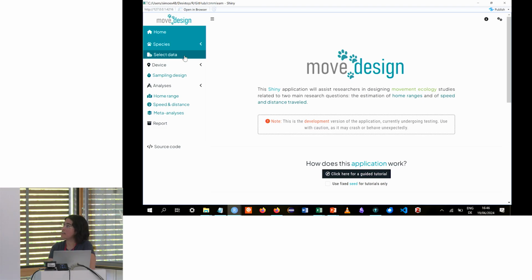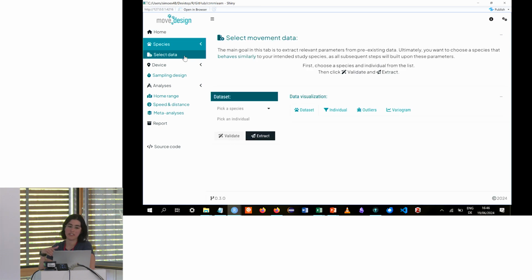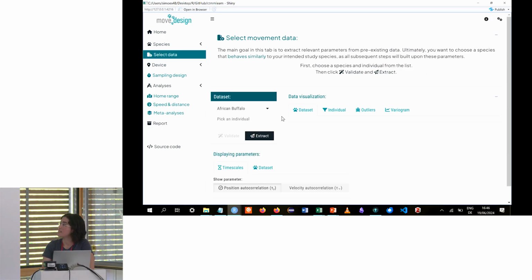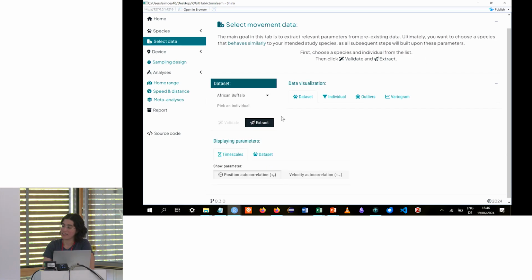Okay, so this should basically only show the tabs that you need, so you go over them one by one. And it basically should tell you, okay, now you can move on to the next one and stuff like that. So this is selecting the data. Let's pick our friendly African buffaloes. We've been with them this long, so why not finish with them as well?